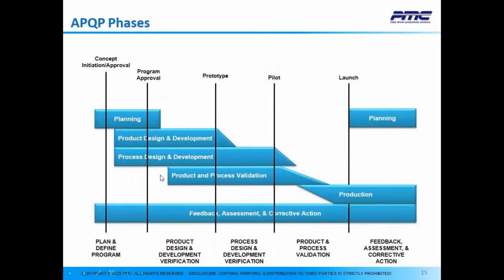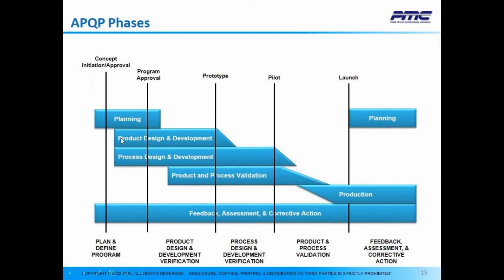Okay, so the 5 phases of APQP. As you can see from this graph, there are some overlaps between the phases. So it starts with concept initiation approval, where we define the plan and define the program. Then once we define the concept and the program gets approved, we're going to do all the planning. That's phase 1.